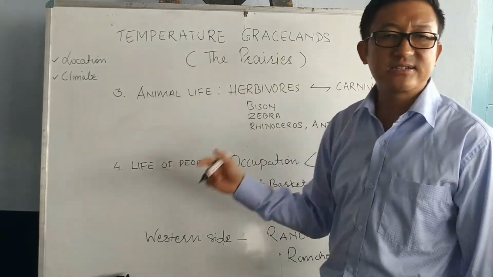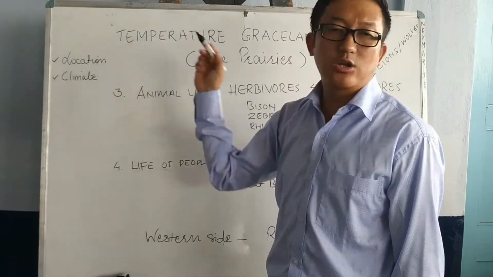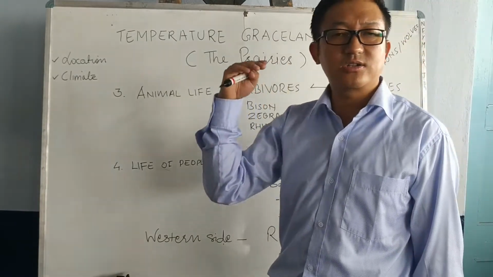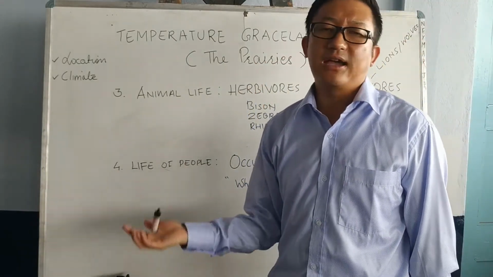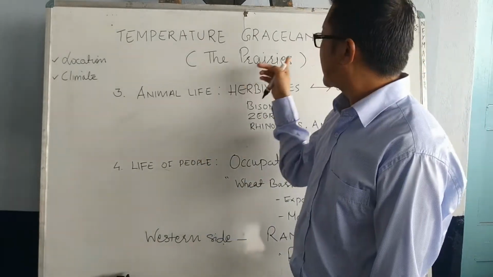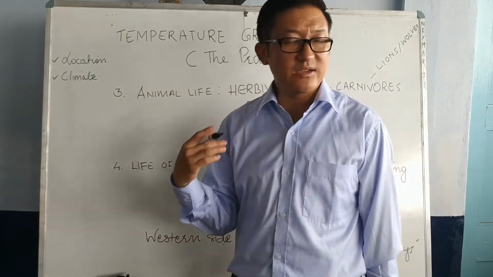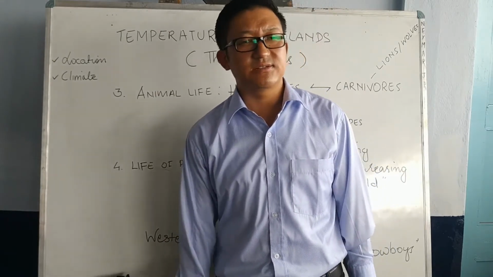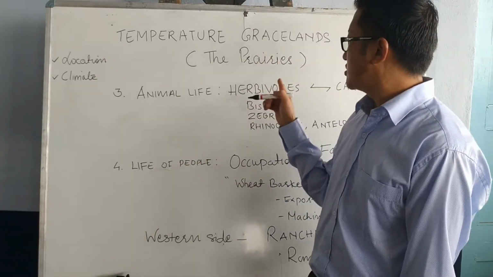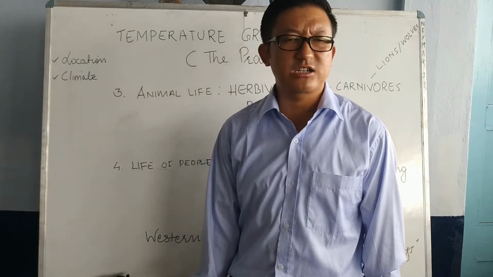So we have already started this chapter, and we have done two subtopics, the first being its location. Where do we get these prairies? I said there is a country called Mexico in North America, and another country called Canada. This grassland falls in between these two countries. That's the location. And we have studied the climate: we have a very extreme climate in this region. Summer is very hot, and winter is very harsh and cold.